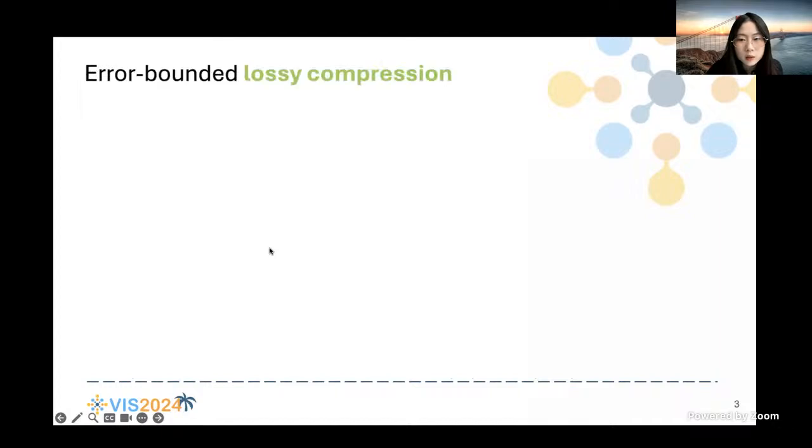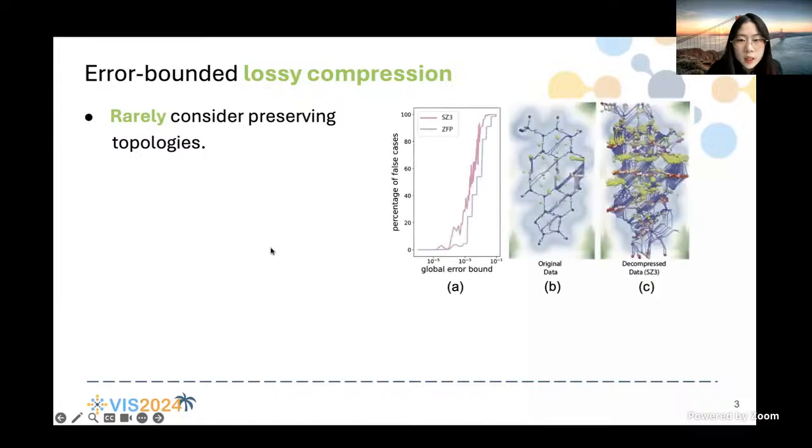Today's arrow-bound lossy compression rarely considers preserving the topologies, which might influence some applications' analysis on the topological descriptors. For example, in figure A here, a lower rate of false cases, which is the y-axis here, indicates a better preservation of a specific topology. And we need to crop down the arrow bound to very low so that there are no false cases. Figures B and C show the topology of the input data and the one in the lossy compressor's decompressed data. Now we can see that the compressor would distort the topology to a very large extent.